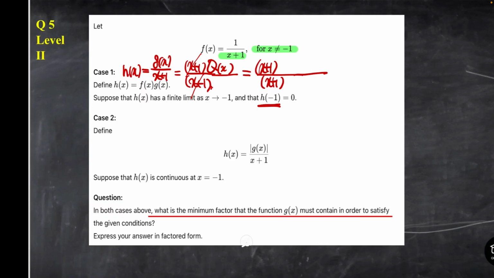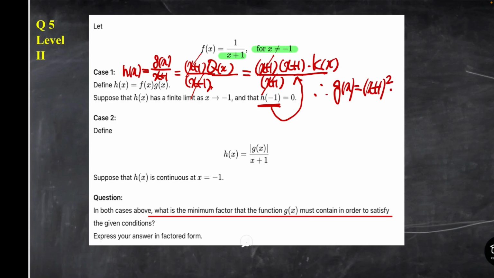That means the limit of h of x as x approaches negative 1 is just q of negative 1, which could be any number, not necessarily 0. But we are told that h of negative 1 equals 0. So for the limit and the function value to match, g of x must contain at least two factors of x plus 1. That way, after canceling one factor with the denominator, the expression still goes to 0.